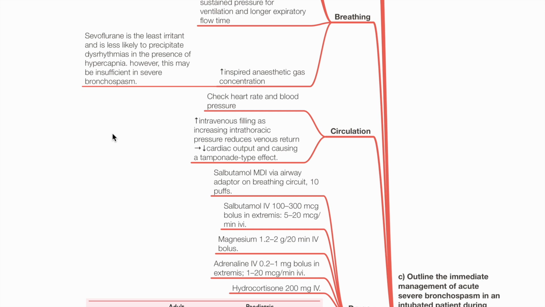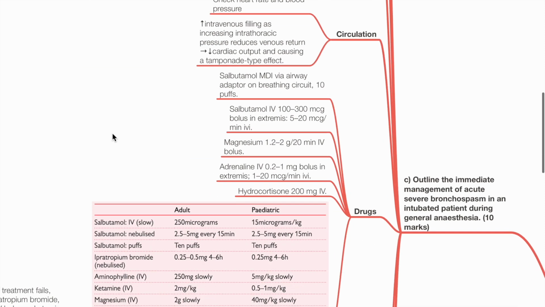Circulation. Check heart rate and blood pressure. Optimize intravenous filling as increasing intrathoracic pressure reduces venous return. This leads to reduced cardiac output and causes a tamponade type effect.